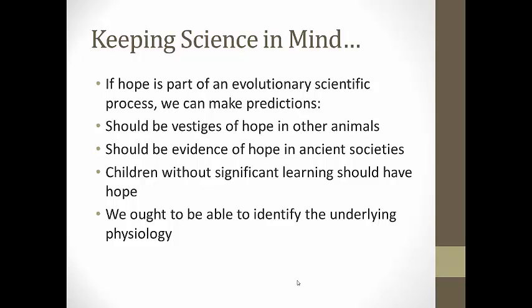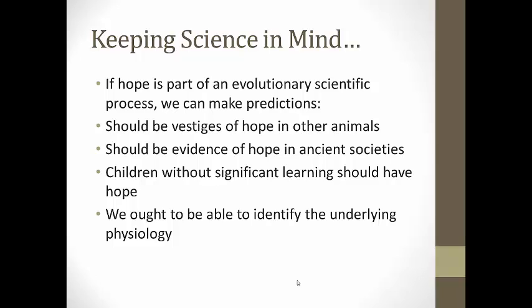For instance, we should be able to find vestiges of hope in other animals, because we'd expect, if this were an evolutionary phenomenon, that it had roots in some primordial being that eventually gave rise to humans, but along the way it would have also been passed to other animals as a result of the evolutionary process. We should be able to find evidence of hope in ancient societies. If it's truly human, it should have roots in those ancient societies and be demonstrable in the artifacts that they've left or the texts that they've left.